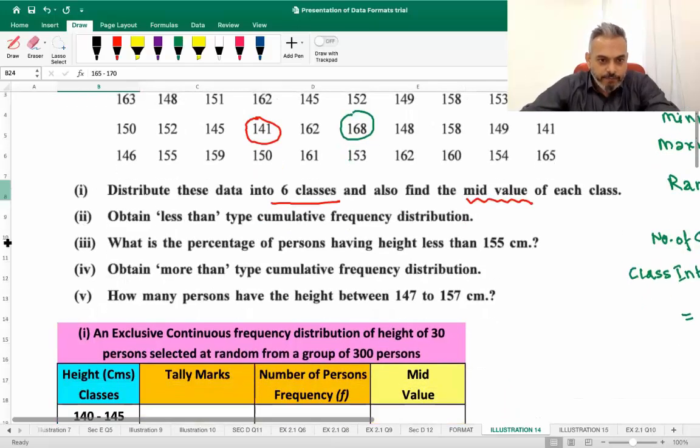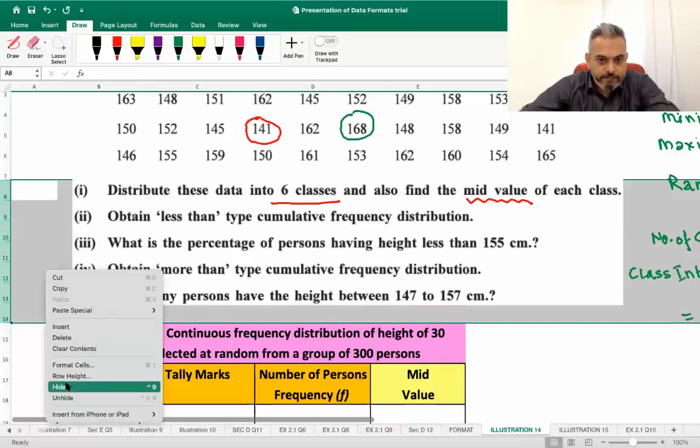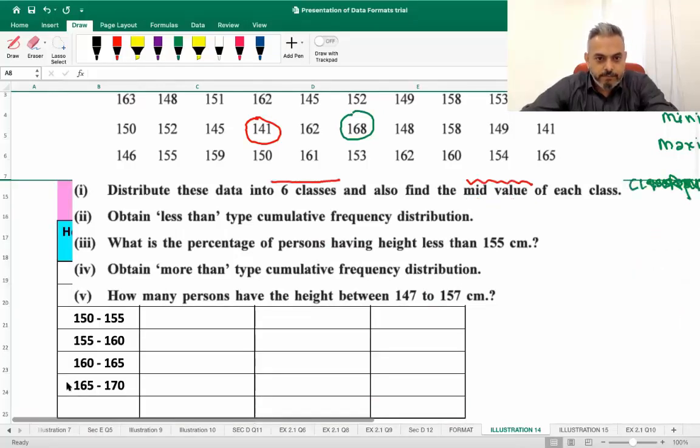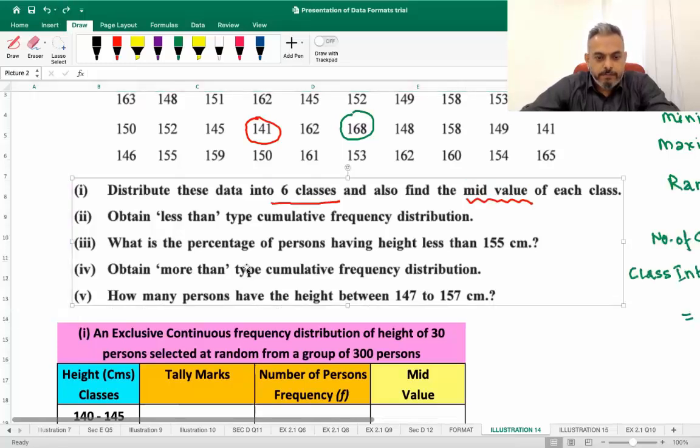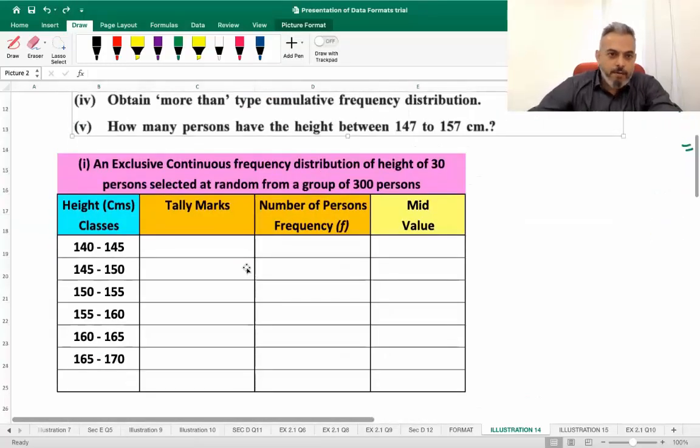Now, let's do the tally marks. So we go one by one and do the tally marks.